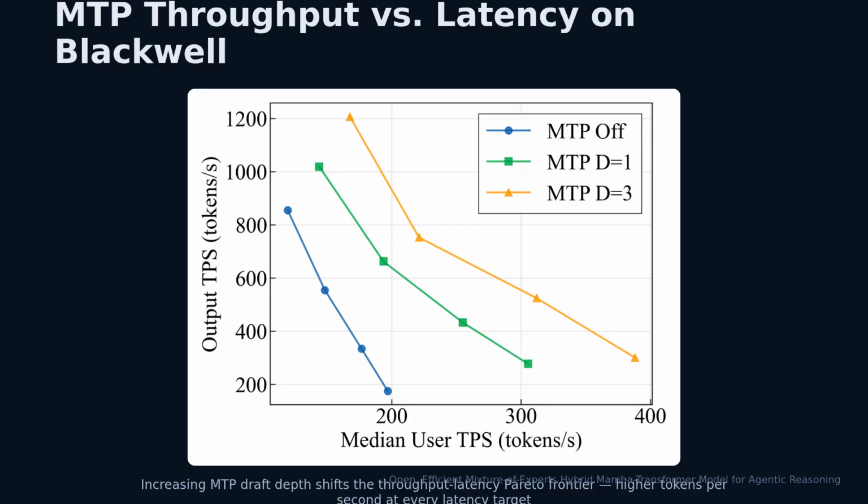This chart shows the throughput latency trade-off on Blackwell hardware. Each curve corresponds to a different speculative draft depth. As we increase the draft depth from 1 to 3 tokens using MTP, the entire Pareto frontier shifts, delivering more output tokens per second at every latency target. This confirms that MTP's acceptance gains translate directly into better serving efficiency in real deployments.